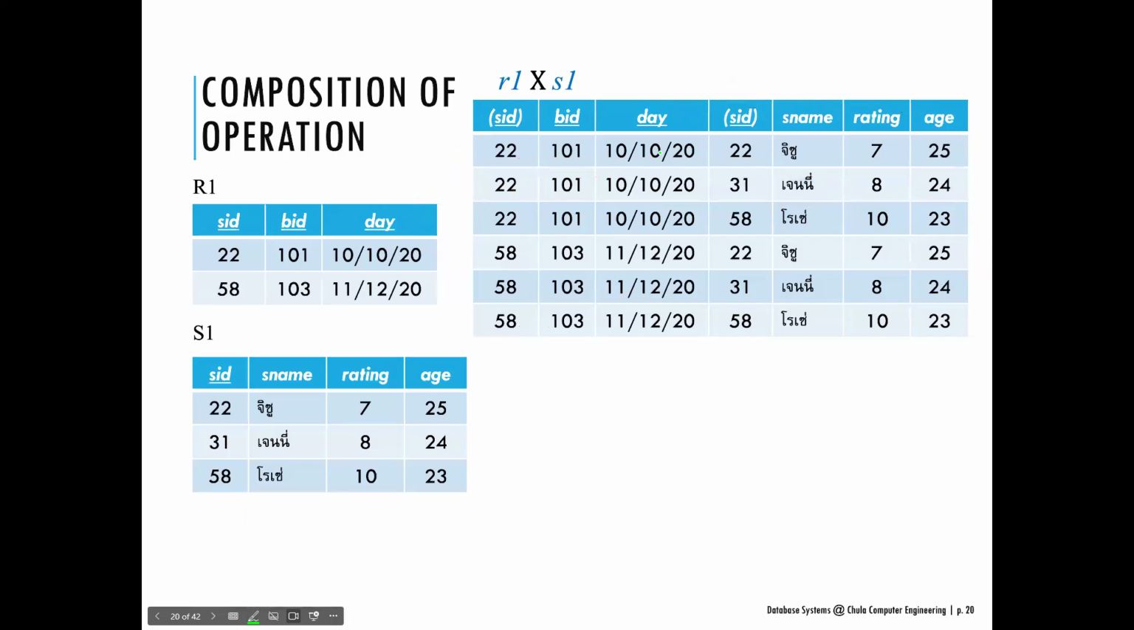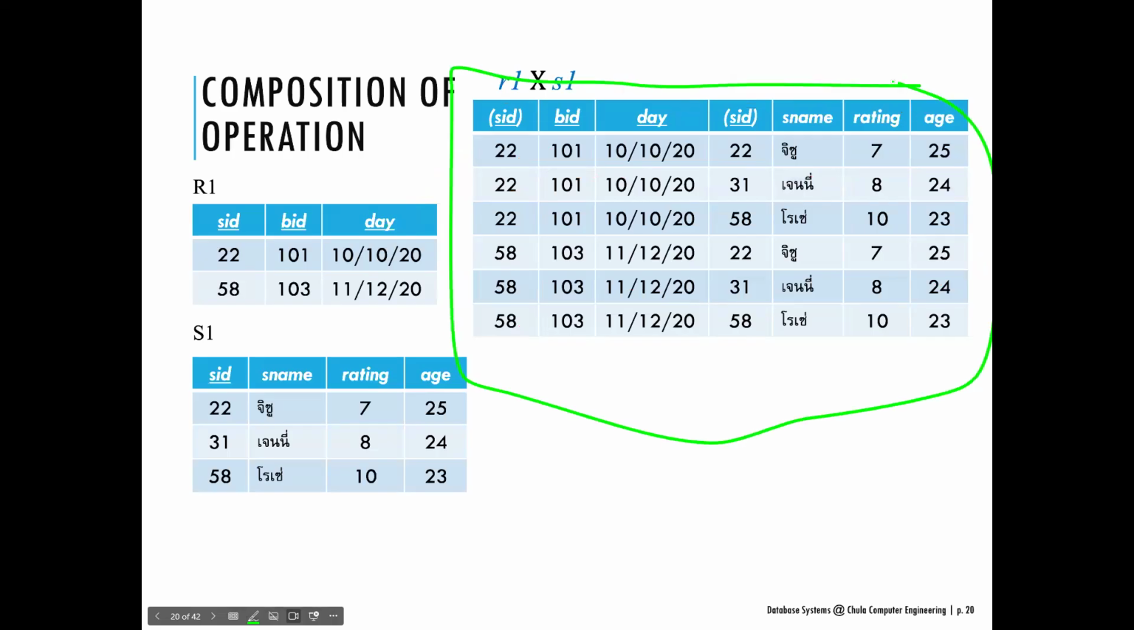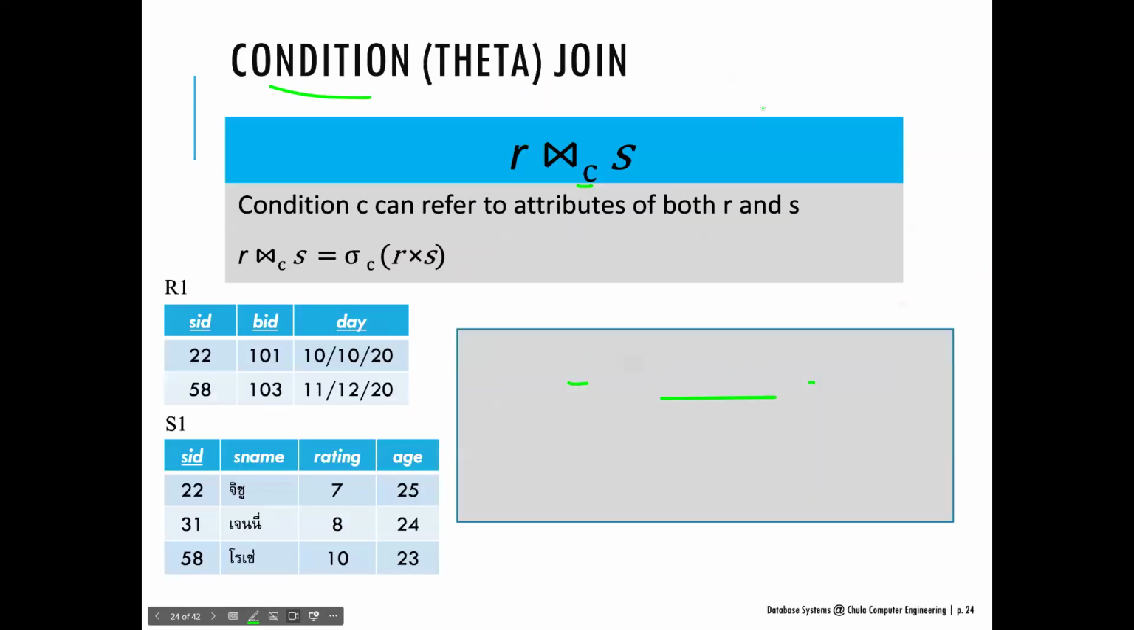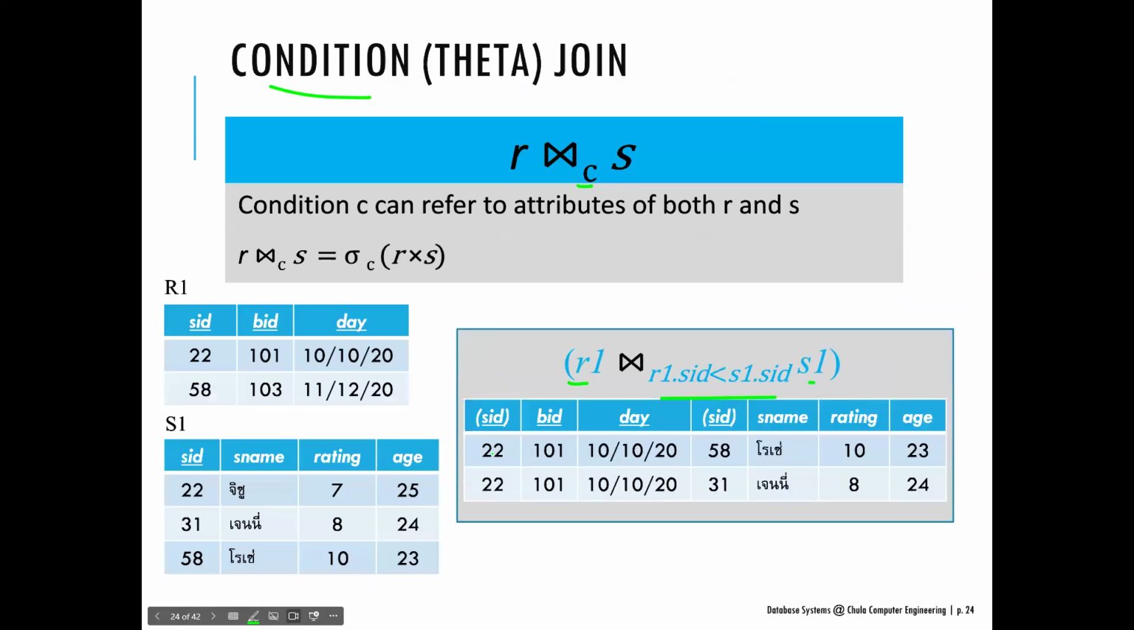Okay. If you take just R1 and you cross product with S1, you have these 6 lines, right? But now I say, I want to select where SID here and SID here, I want to say that it is less than. So the result would only be these 2 lines where 22 is less than 58 and 22 less than 31, and the rest do not meet the condition. So the result would show just these 2 lines.